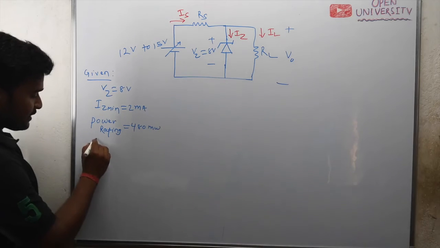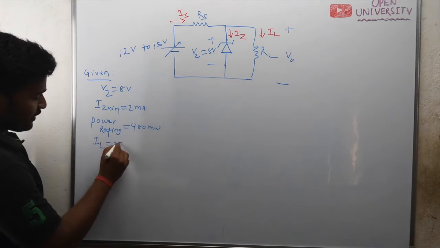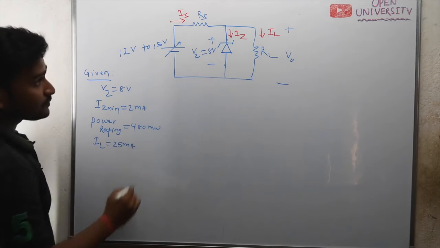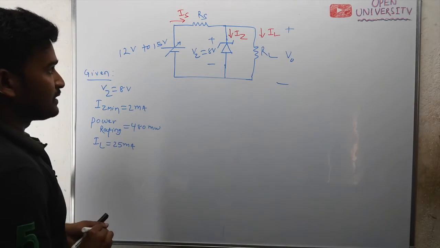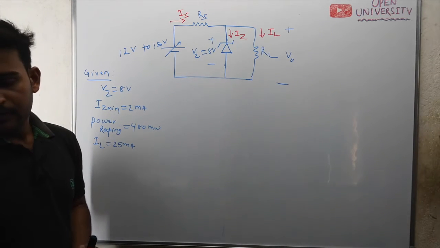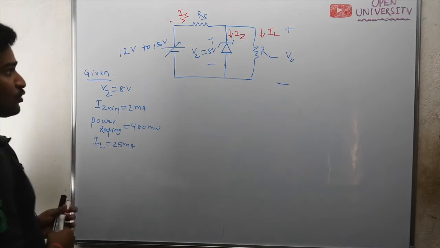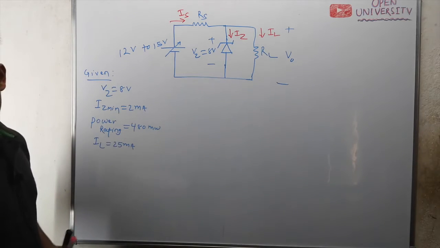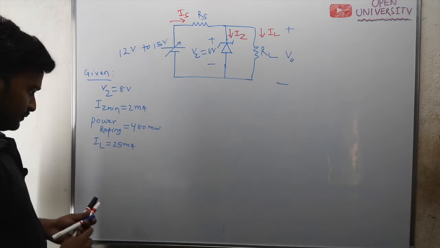Load current IL is given to be 25 milliampere, and the supply voltage is varying from 12 volt to 15 volt. Then calculate the value of RS.